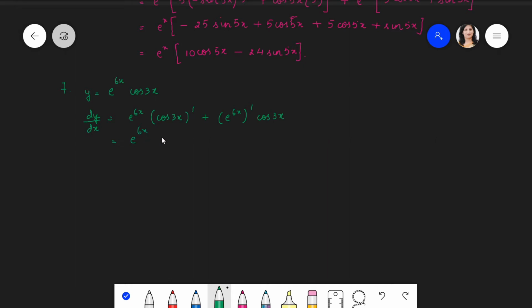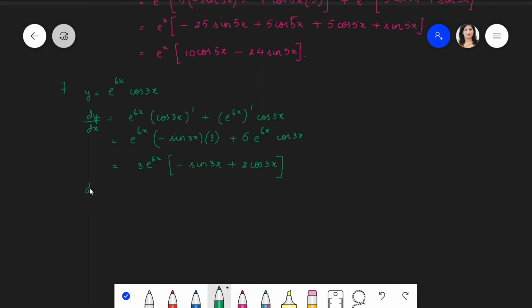So e to the power 6x, this is a composite function, so the derivative would be minus sine 3x multiplied by the derivative of the angle, plus in the second term the exponential function is a composite function, so we get e to the power 6x multiplied by the derivative of the power into cos 3x. So here we are taking 3 times e to the power 6x common, so we get minus sine 3x plus 2 cos 3x.